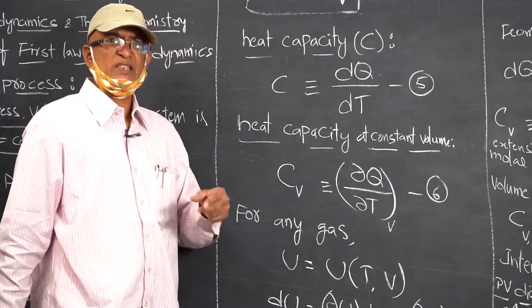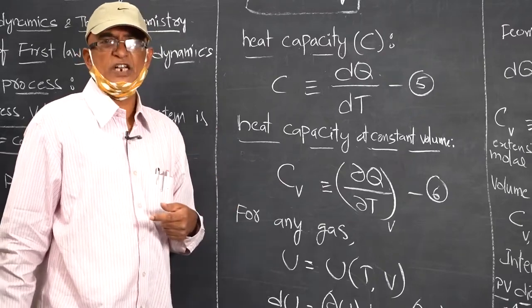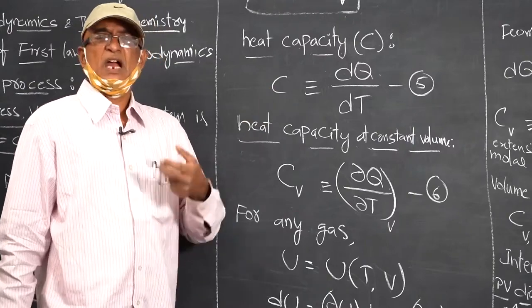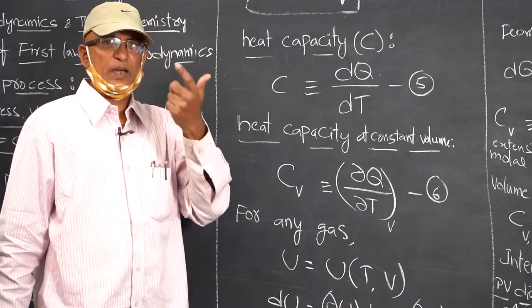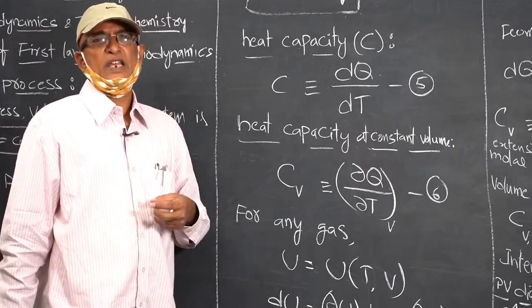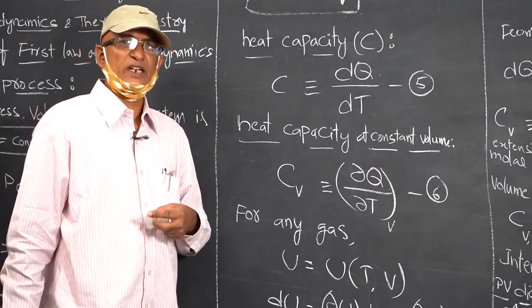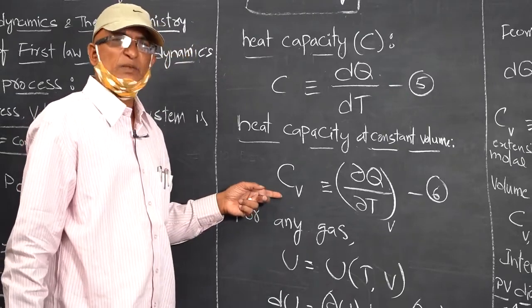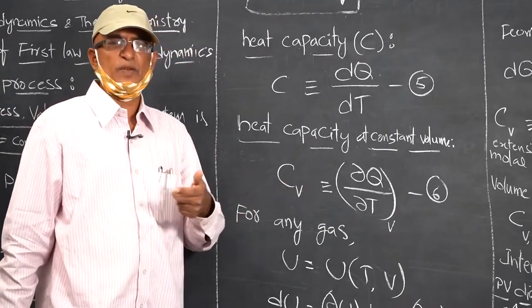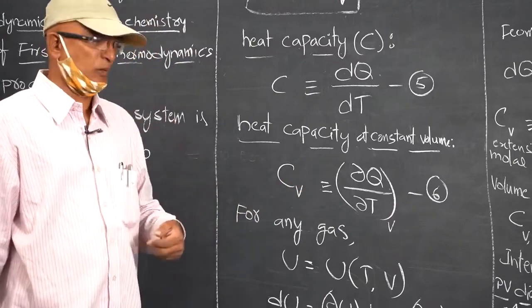In case of gases we do it; in case of solids and liquids, we usually measure the heat capacity at constant pressure, and the difference between the heat capacity at constant pressure and constant volume is very small in incompressible substances like solids and liquids, whereas in compressible substances like gases, the CV value and CP value differ by a significant amount.